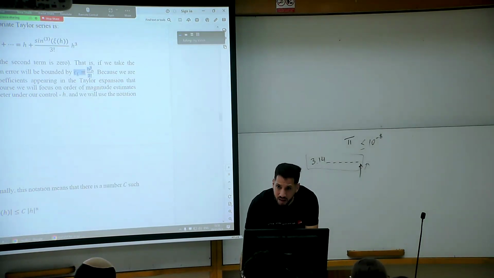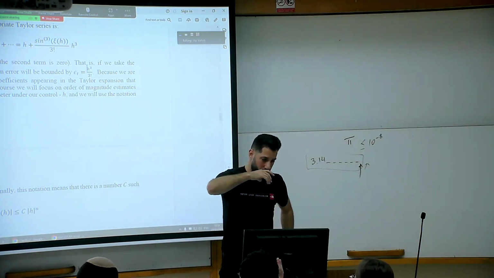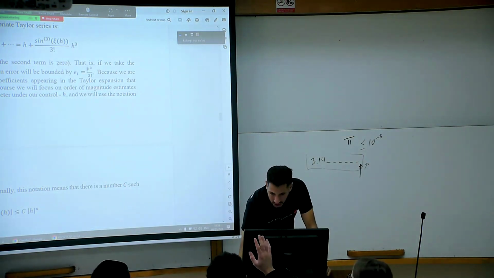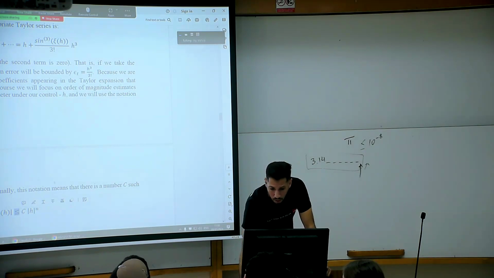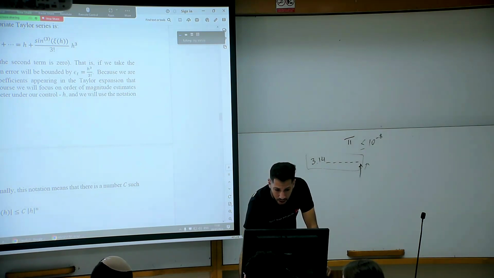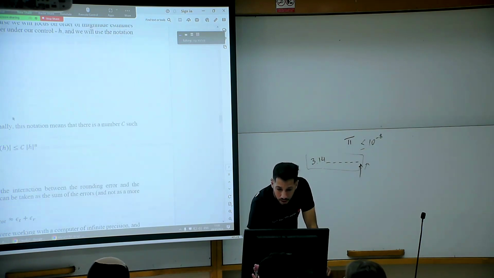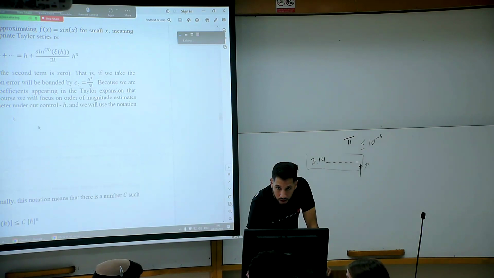We are interested in the behavior of the error, how it depends on h. Many times we don't care about this constant. So we say epsilon is smaller than a constant times h to the power of n, and we can represent this by O of h to the n. Still, we know that the third derivative of the sine is between 0 and 1. But what do we do in the case that it is not the sine?